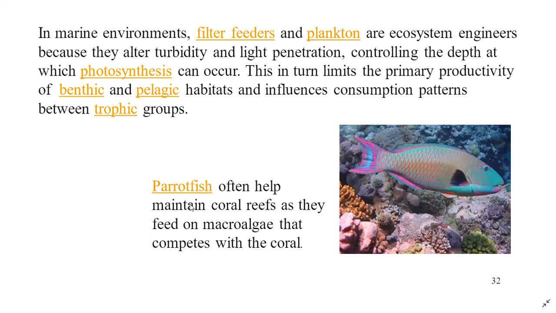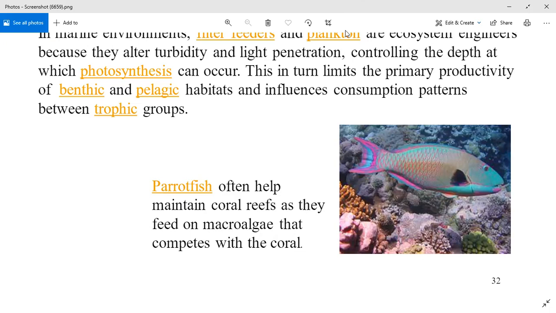Then you must have seen a parrotfish, those who have aquariums must have seen it at the fish shop. They help to maintain the coral reefs as they feed on the macroalgae that competes with the coral. See, corals are also organisms, right? And there is a category of macroalgae that competes with the coral. So if parrotfish are abundant there, they will feed on these macroalgae and protect the coral. Once a question was asked on parrotfish.